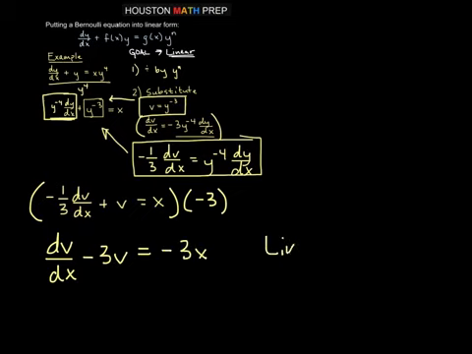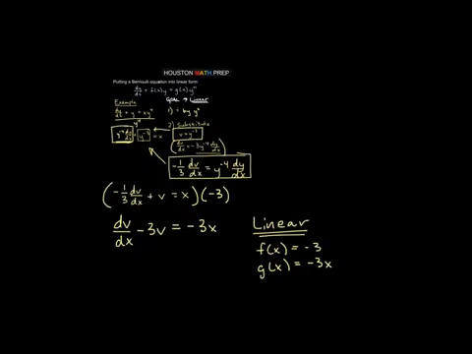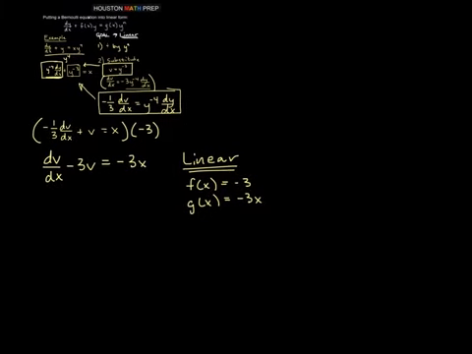And now this is exactly in linear form, the way we usually think of it. So here f of x is equal to negative 3, and g of x is equal to negative 3x, if you're very familiar with linear. And so the next step here would most likely be to find an integrating factor.